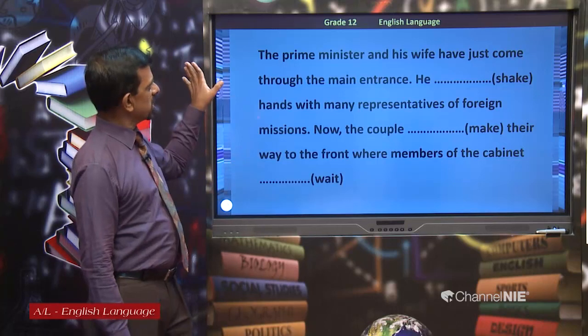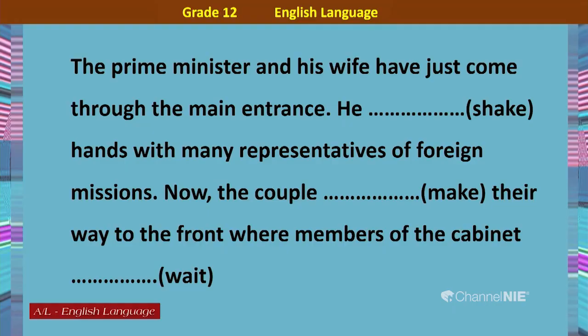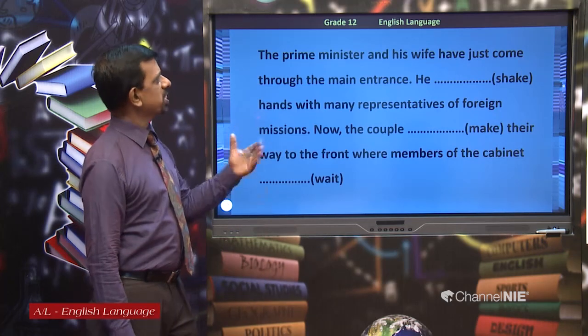Then let's go to the next important events. The Prime Minister and his wife have just come through the main entrance. He shake hands with many representatives of foreign missions. Now the couple make their way to the front where members of the cabinet wait. So let's fill the blanks.